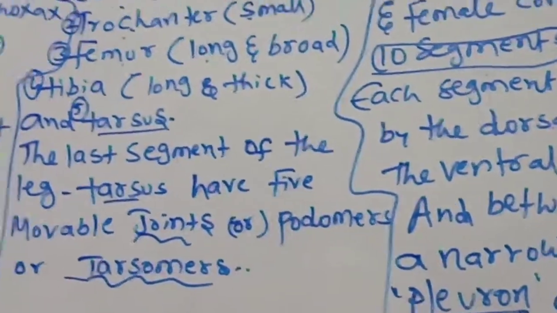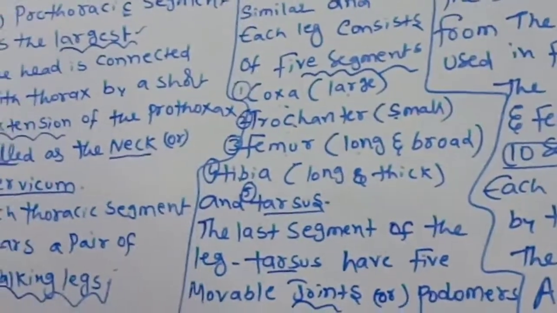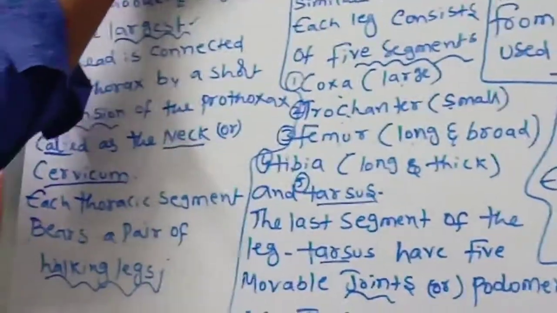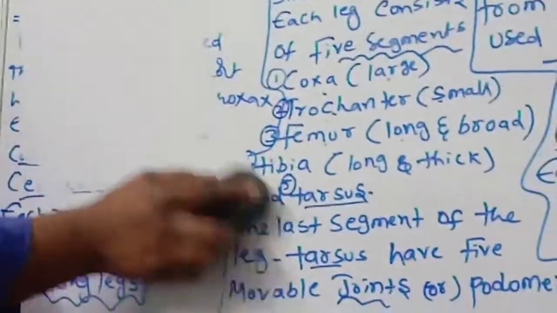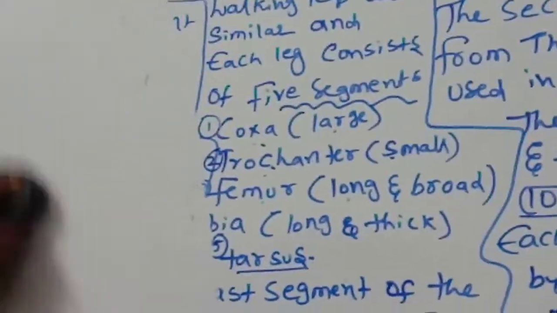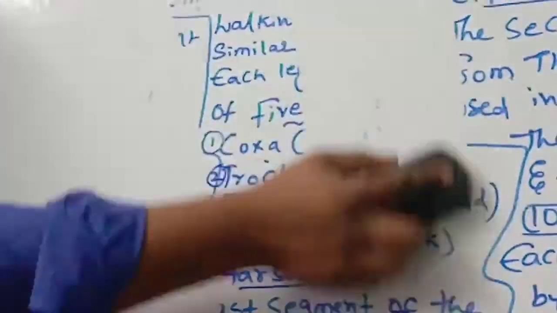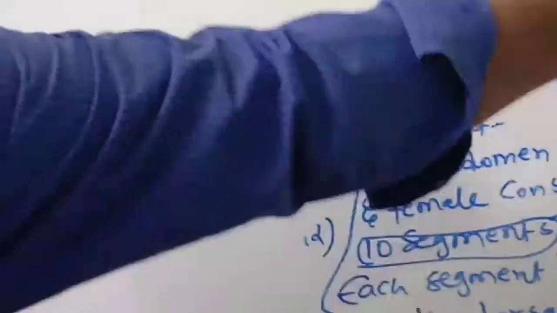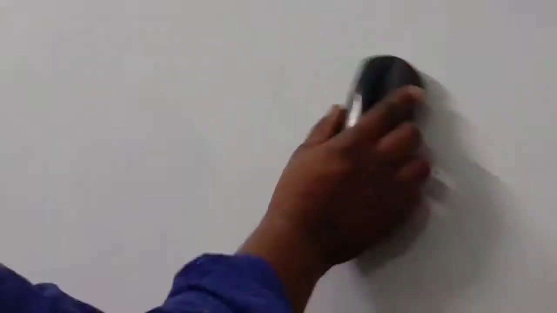Next, we are going to discuss some more points about Periplaneta. What is there in the remaining parts? Children, observe very carefully.